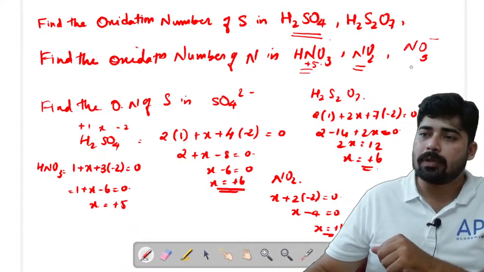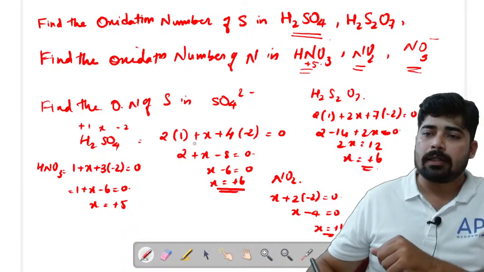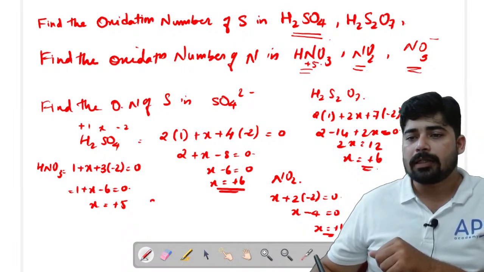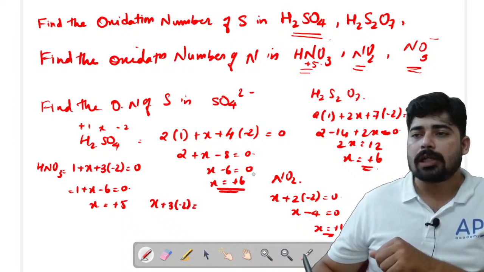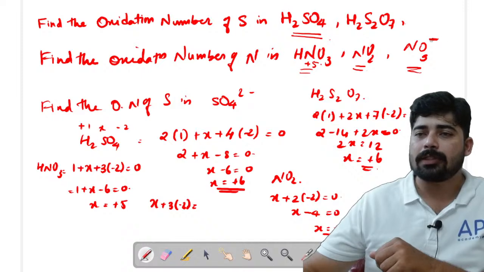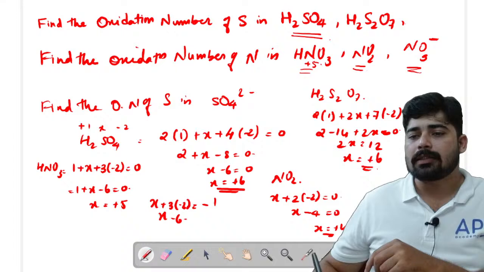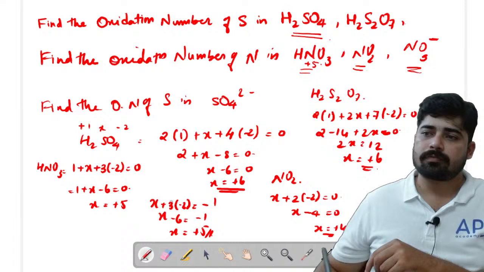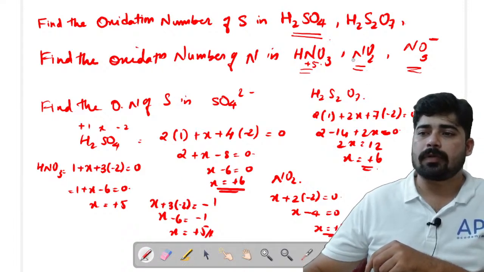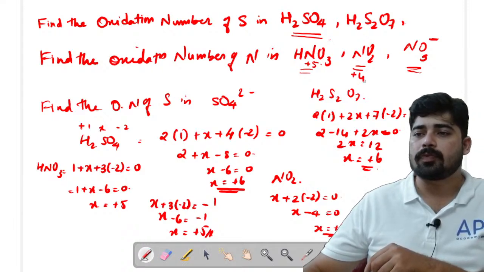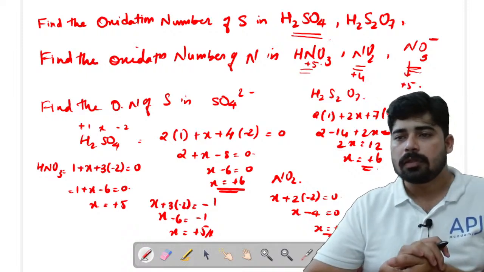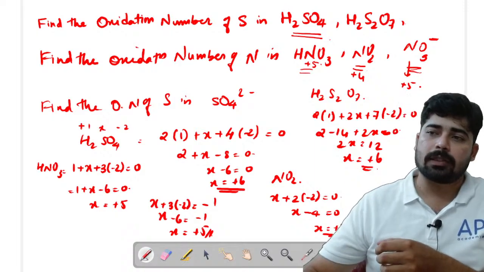Now the last one is NO3 minus. In NO3 minus, x plus 3 into -2 equal to the charge on the molecule, which is minus, meaning -1. So x minus 6 equal to -1, so x is equal to +5. So here it is +5, in NO2 it is +4, in NO3 minus it is +5. Okay students, we have one more question. Let's do it in the next slide.